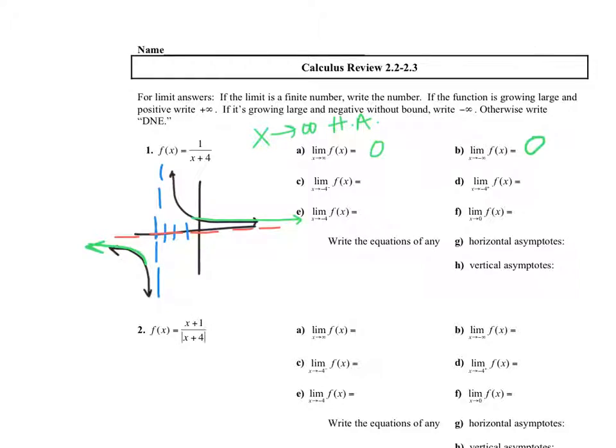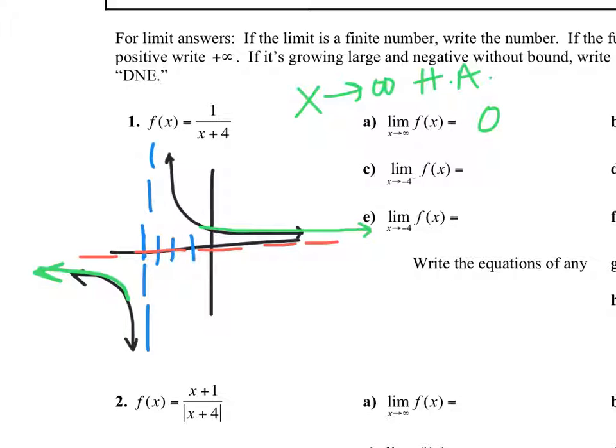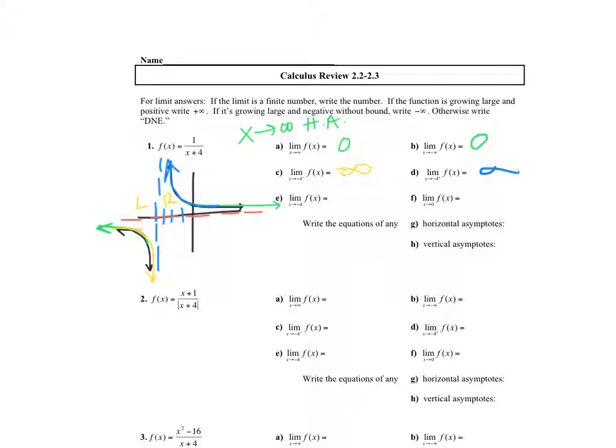So the next one is, what's the limit as x goes to -4 from the left? So here I am on my graph, and I'm going towards -4 on the left. This is the left, and this is the right side of -4. My graph is going where? Down to negative infinity. On the other side of the graph, I'm going towards -4 from the right, and I'm going where? To positive infinity.